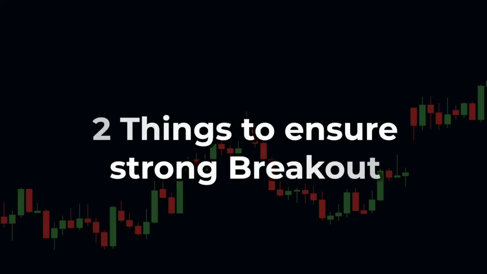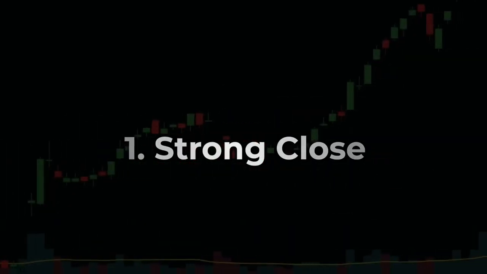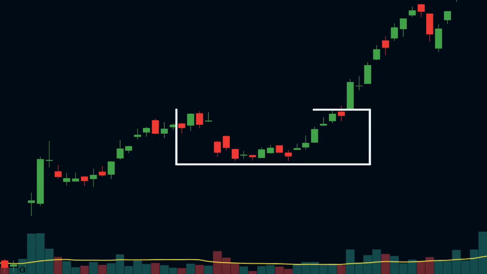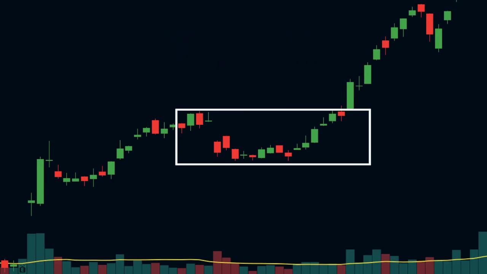At the point of entry, we want two things to ensure a high probability breakout. Number 1, we want the breakout candle to have a strong close. This means that the close of the breakout candle should be near its highs. In other words, the breakout candle should have a very minimal upper wick. If the candle has a larger upper wick, we will not enter.